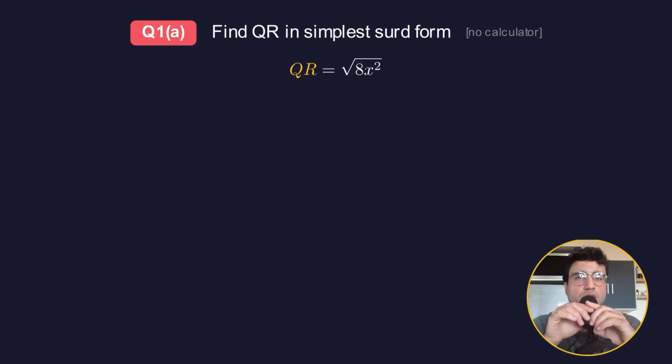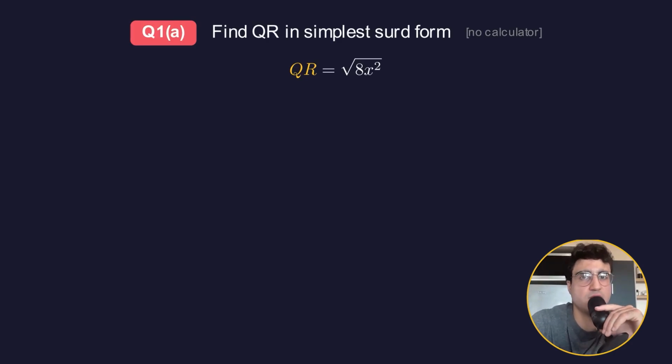Okay, so what were they testing? They were testing surds. That's what they were testing. So as you can tell from 1A, we found QR pretty easily. That was root 8x squared, and obviously with a calculator you could have simplified that down, but we weren't allowed to use a calculator, so therefore we had to use our surd knowledge.